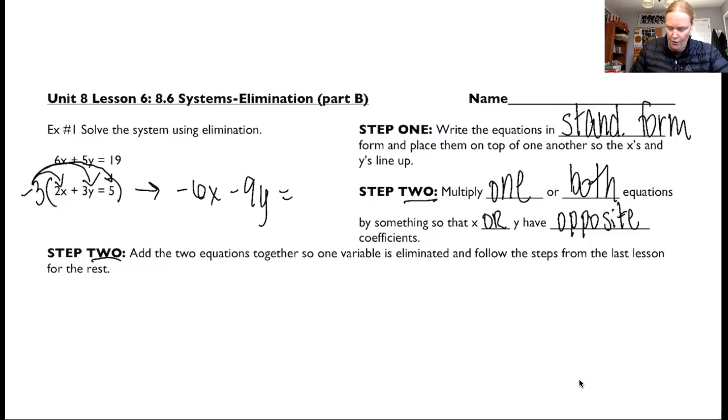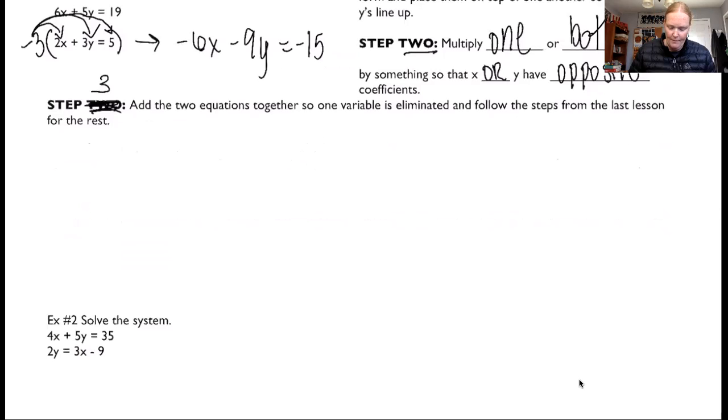You can do whatever you want to equations as long as you do the same thing to all the parts or all the terms of an equation. If I didn't multiply that 5 by negative 3, I would have changed the entire problem. Okay, so that's step 2. Step 3 would be to add the 2 equations together so one variable is eliminated and follow the steps from the last lesson. So we've got opposites, so I'm going to line them up like we practiced last time.